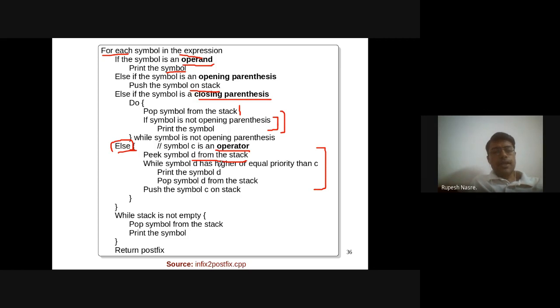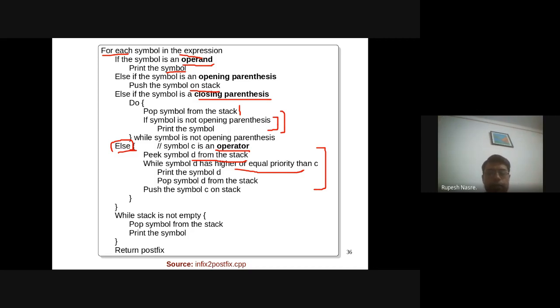So while the symbol D has higher or equal priority than C, right? So the symbol C is coming from the input, right? So think about it as plus operator. And then, okay, let me give you an example. I think that will make it much clearer.